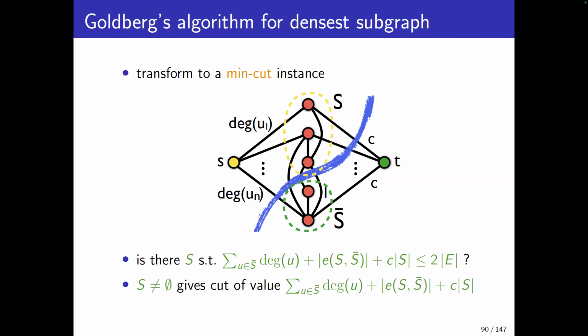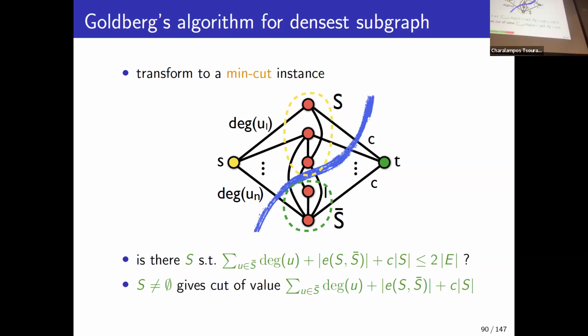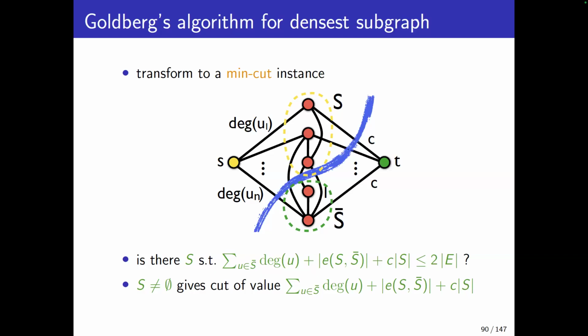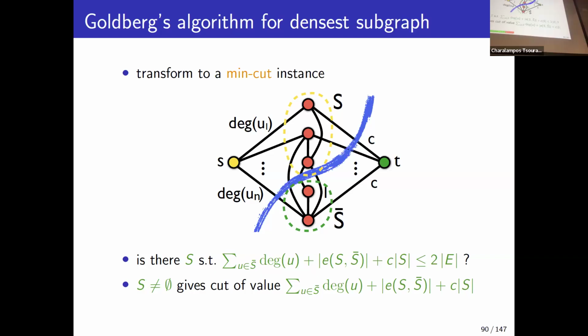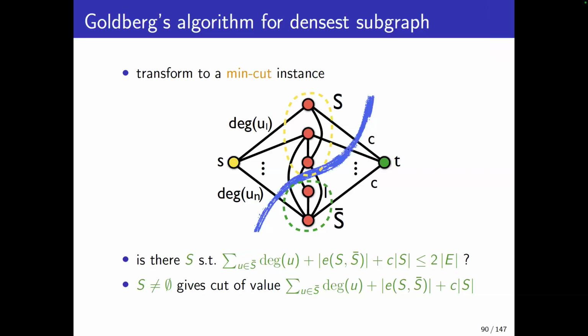So you create a very smart flow network. You run max flow, and if you see that the little node S is separated from T without any nodes from the graph, then you say there exists no set in my graph that has degree greater than C. If you find one, you found one. This is the algorithm.